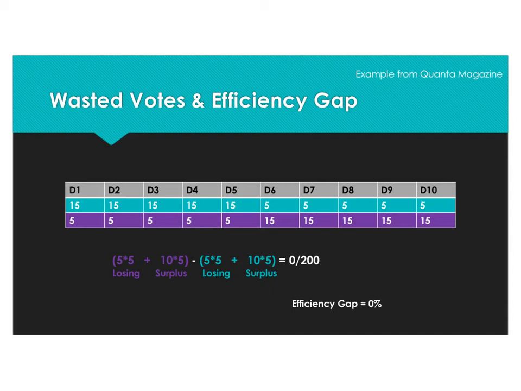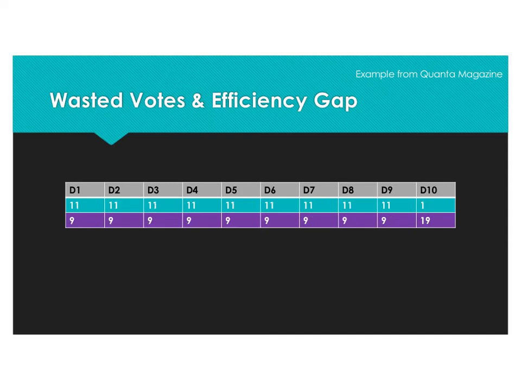This efficiency gap of 0 corresponds to an independent notion of fairness, meaning that the voters across the state are evenly split between both parties. And we can see green won 5 districts and purple won 5 districts, so it was evenly split. Let's take a look at another scenario. What's the efficiency gap here?